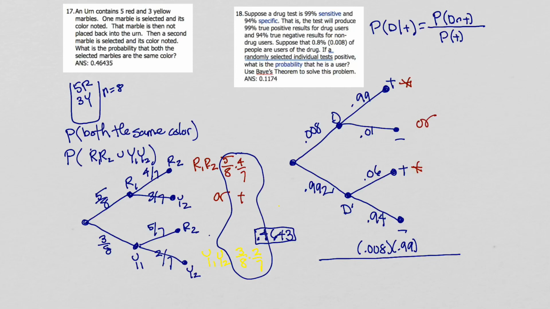So let's write those probabilities down here in the denominator. So this one up here, that's the 0.008 times 0.99. So this one is going to be 0.008 times 0.99, plus this one down here. How do you get to this plus? This branch here, 0.992, 0.06. So this is 0.992 times 0.06.